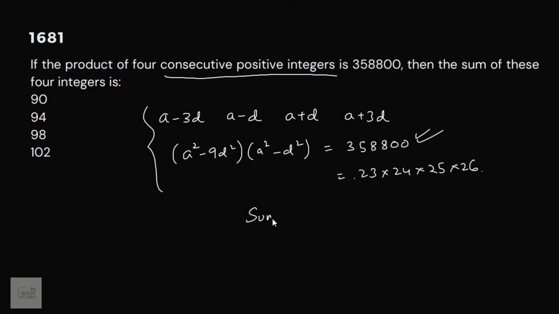Now what is the sum? Sum is 23 plus 24 plus 25 plus 26. 49, 49 is 98. So sum of these 4 integers is 98. That features in option C.